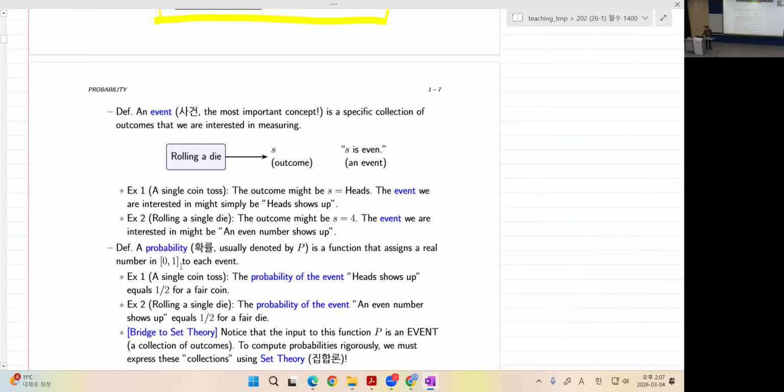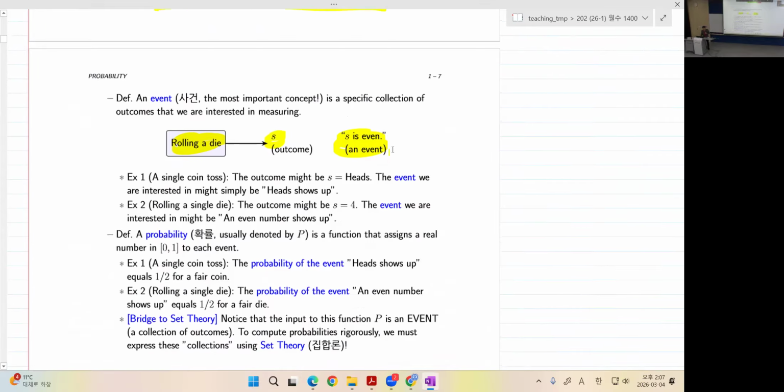And what is an event? An event is a subset of the set of all possible outcomes. So when you roll a die, the outcome is a single number among 1 through 6, but you may have interest in finding the probability that S is even. In that case, S equals 2, 4, or 6. So this is an event. Got it?